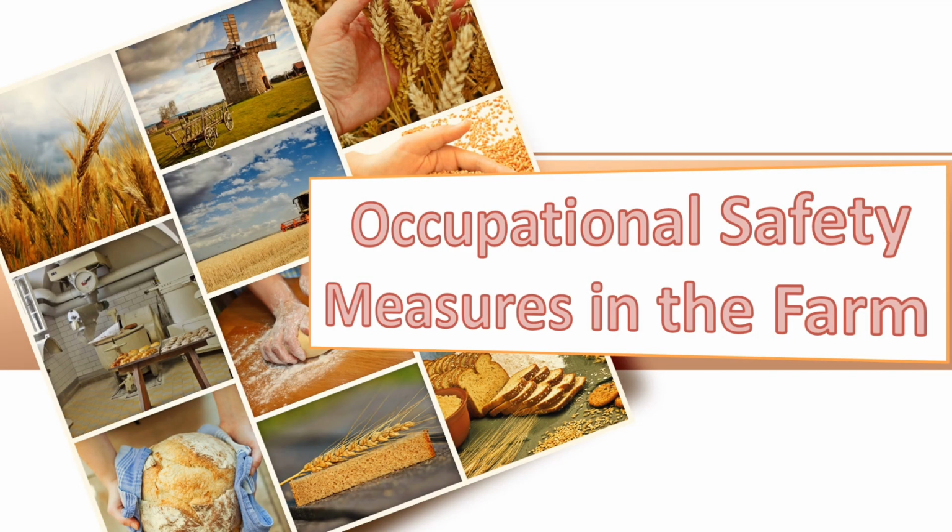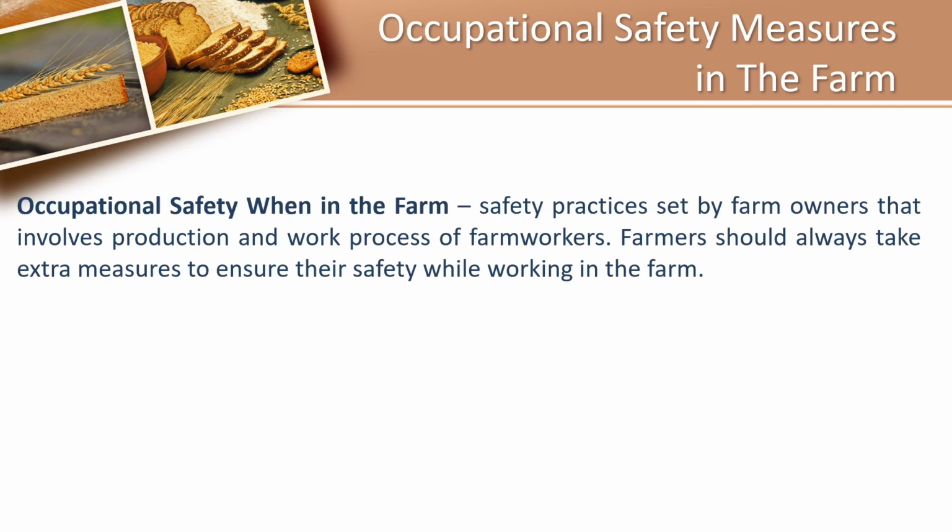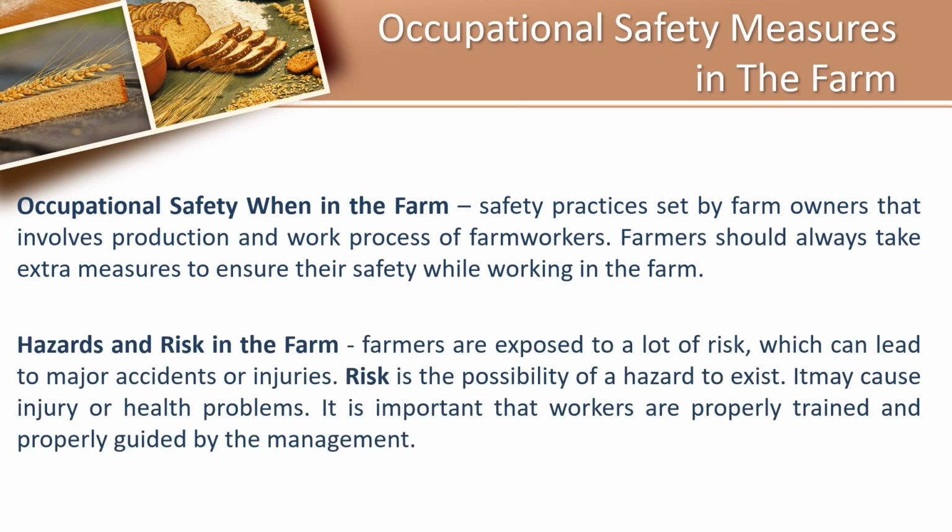Good day, everyone. Today I'm going to discuss occupational safety measures in the farm. Occupational safety, when in the farm, refers to safety practices set by farm owners that involve the production and work process of farm workers. Farmers should always take extra measures to ensure their safety while working in the farm.